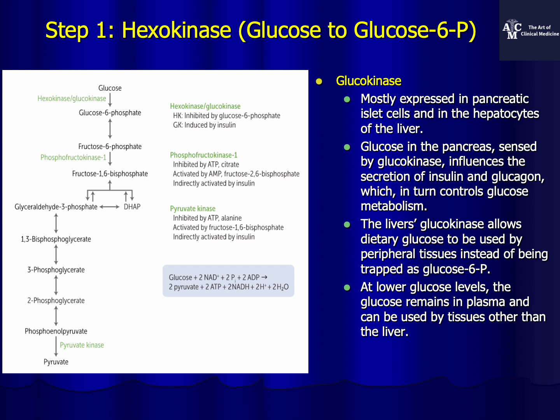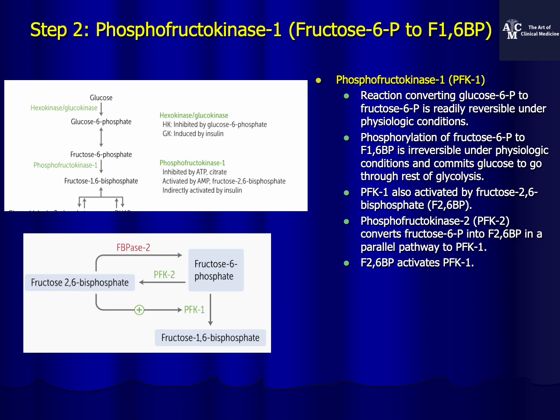So if you have a very low glucose, this will inhibit this process, and the glucose will stay in the plasma so it can be used by tissues other than the liver. But if you have a very high glucose, then that shifts more of this into the liver to further go down into glycolysis. So the next part of this is phosphofructokinase, which is converting fructose 6-phosphate to fructose 1,6-bisphosphate.